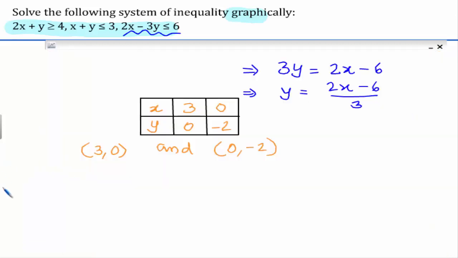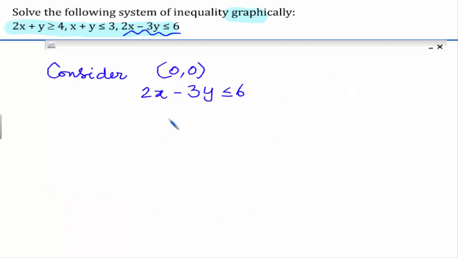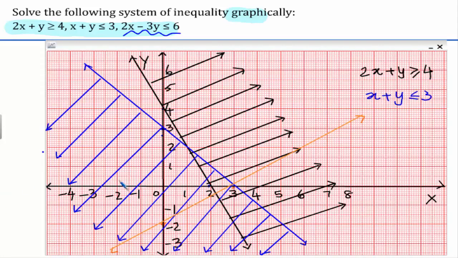Now similar to the other inequalities, let us consider the origin as an arbitrary point to substitute into the inequality. The inequality is 2x minus 3y less than or equal to 6. If I substitute 0 in place of x and y, I'll get 0 less than or equal to 6, which is a true statement. So therefore the origin lies in the region. So we need to draw the lines towards the origin like this. Here the orange lines will represent the solution of the inequality 2x minus 3y less than or equal to 6.